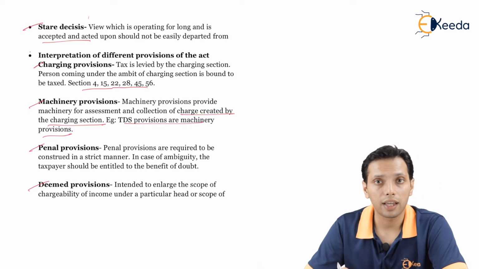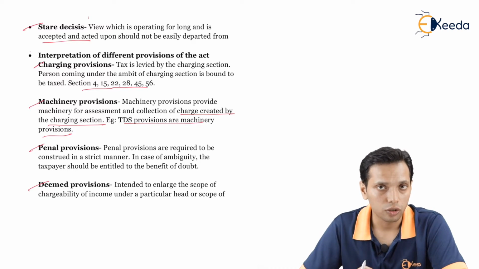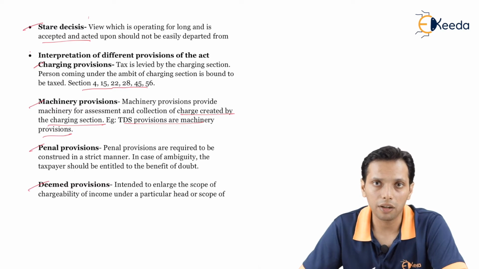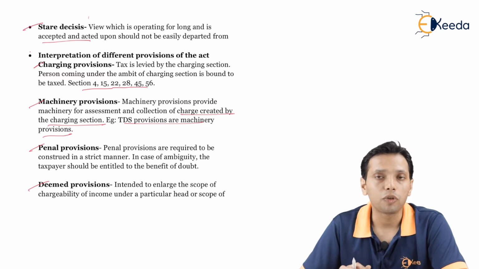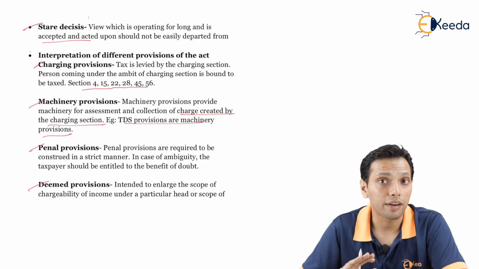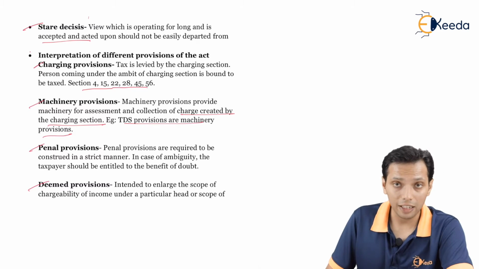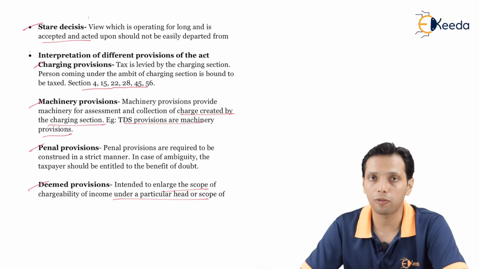Then penal provisions are related to the penalty, which mainly fall under sections 271 to 272. Deeming provision, as we have discussed earlier, extends the scope of the taxability. For example, section 9 says that if a person is rendering services in India, his income from the same would be deemed to accrue or arise in India. The word deemed means assumed, and the same would be taxable in India since the services are rendered in India. Deeming provisions are intended to enlarge the scope of the chargeability of income under a particular head.